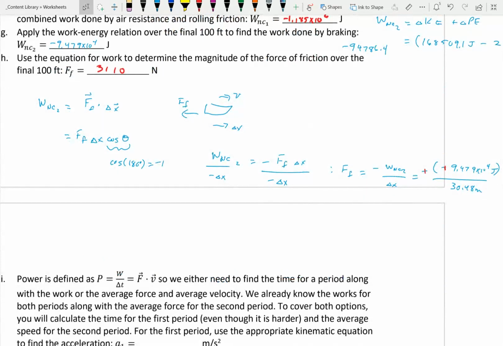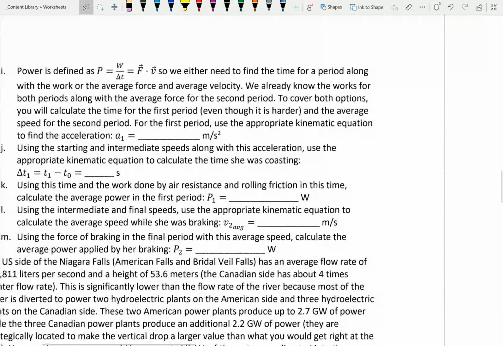Moving on, power is defined as the work over time, or force times speed, force dotted with speed, because those are vectors, that's a dot product. So we either need to find the time for a period along with the work, or the average force and average velocity. We already know the works for both periods along with the average force for the second period. To cover both options, you'll calculate the time for the first period, even though it's a harder method, and the average speed for the second period.